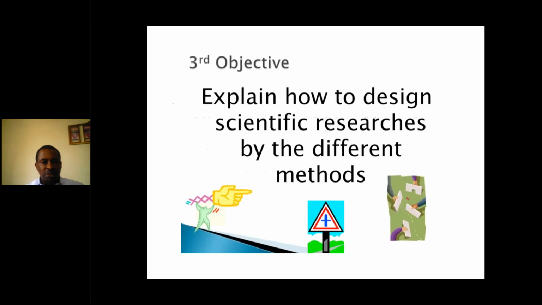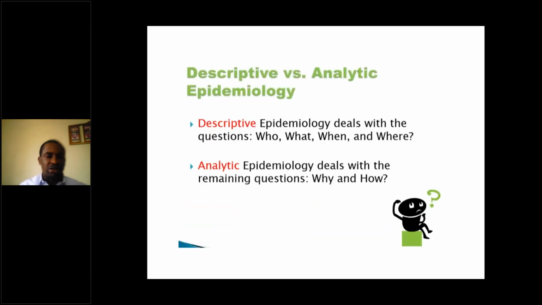In the third objective, what we are looking at mainly is to explain how to design scientific research by different methods. Sorry, my slide is supposed to be coming up. Okay, that's a mistake. So we are looking at how to design scientific research by different methods. We've looked at two methods: descriptive methodology and analytical methodology.